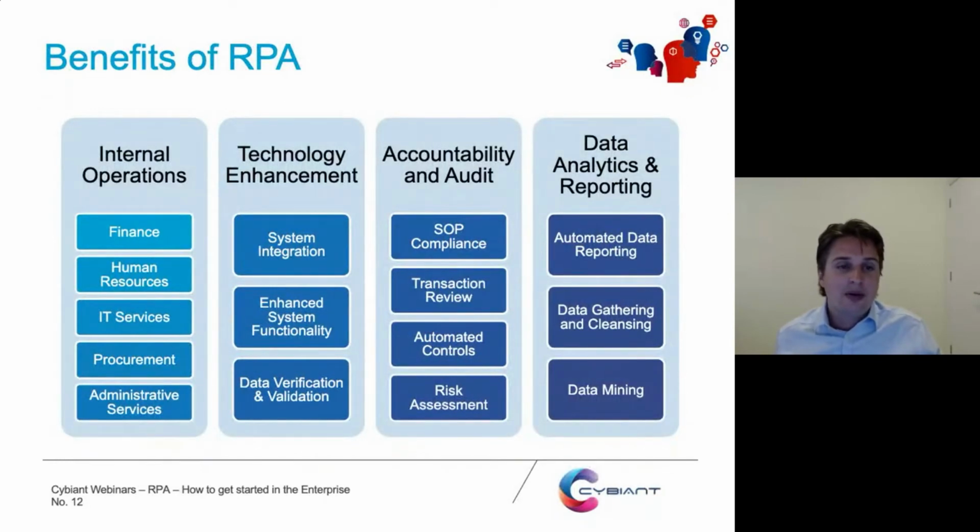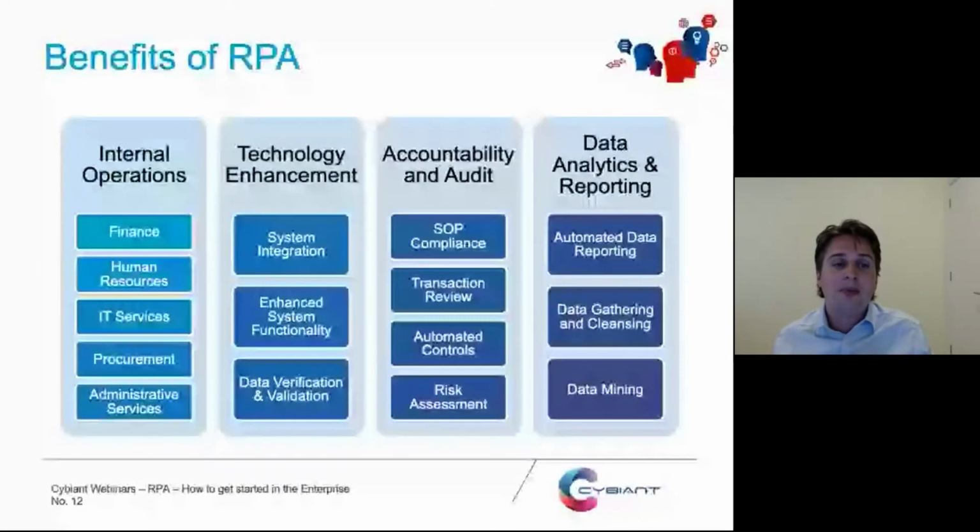So where does that happen? Where do we find those key benefits of automation? We've now seen in the previous couple of slides what RPA is trying to address. We looked at the way that robots are defined and the way that robots are executed. Some of the robots, therefore, are primarily used within internal operations, technology enhancements, accountability and audit, and data analytics and reporting. And if you have a particular use case within any of these domains, I promise you that RPA is a solution that can help you do this more efficiently.